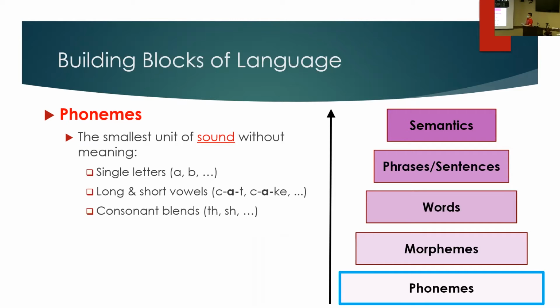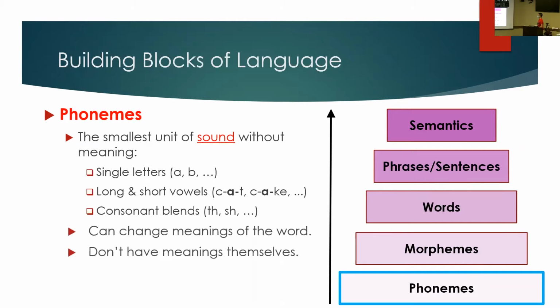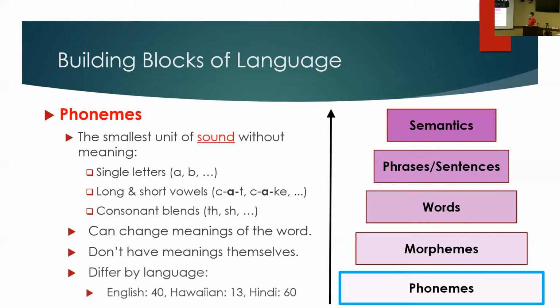So, for example, single letters such as A, B, C, D, those will be phonemes. Long or short vowels, cat, cake, those are phonemes. And consonant blends such as S, those will be phonemes as well. The phonemes can change the meanings of the word, but they don't have meanings themselves. And they can differ by language.